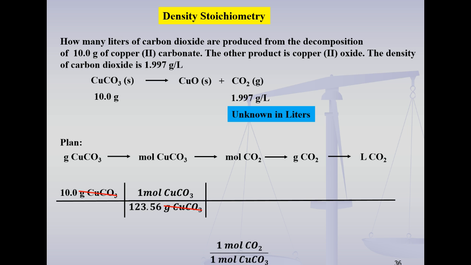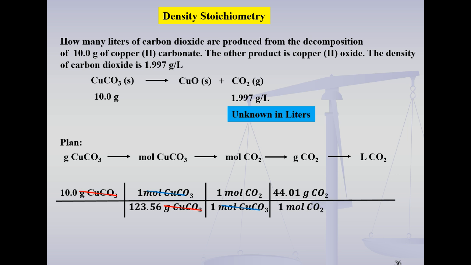multiply by mole ratio, divide out the common unit, multiply by carbon dioxide's formula mass, divide out the common unit, and lastly, let's use the density of carbon dioxide, liters on top, grams on the bottom, to get the liters of carbon dioxide, divide out that common unit, and there you go, liters of carbon dioxide.